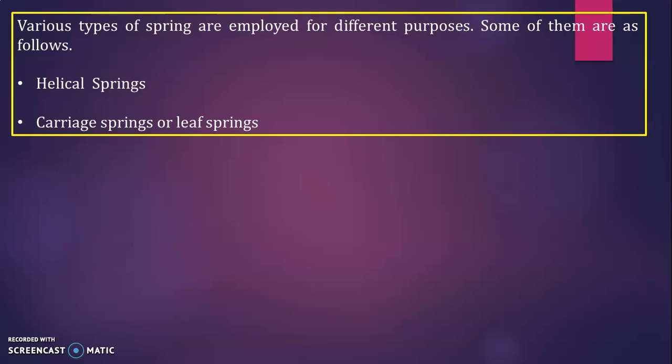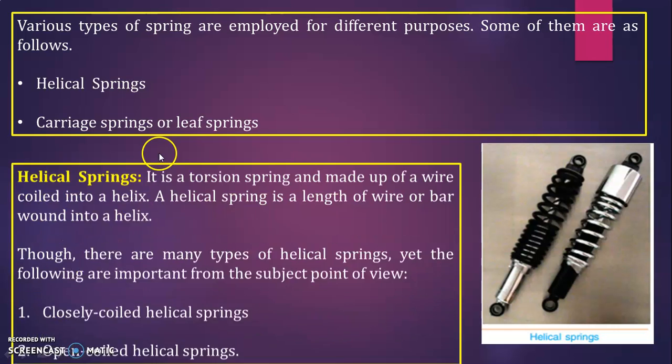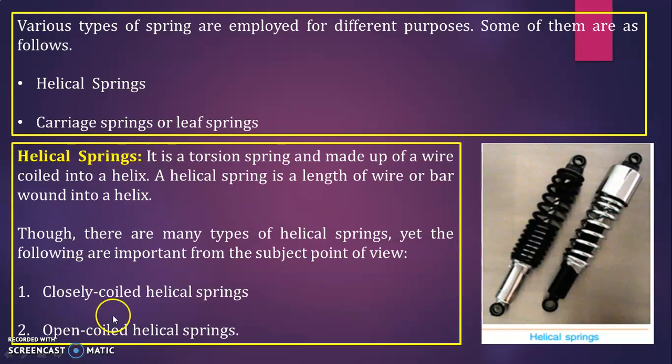There are actually very different types of springs. Mainly there are two types: helical springs and carriage springs or leaf springs. Helical springs are again classified into two categories: closely coiled helical springs and open coiled helical springs. A helical spring is a torsion spring made up of a wire coiled into a helix. You can see here, this is a helical spring. A helical spring is a length of wire or a bar wound into a helix.